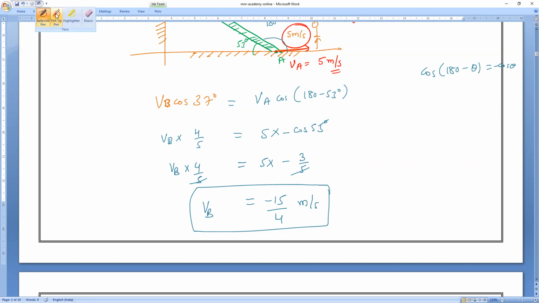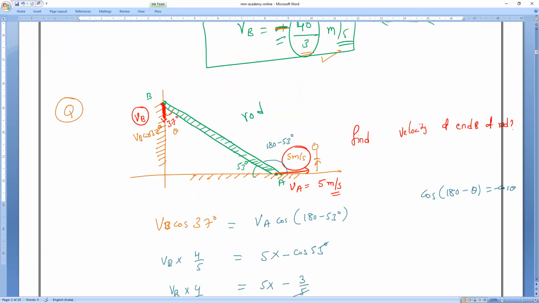What do you mean by minus? Why is it minus? Because of direction. It will come downward. Downward direction means it is minus.